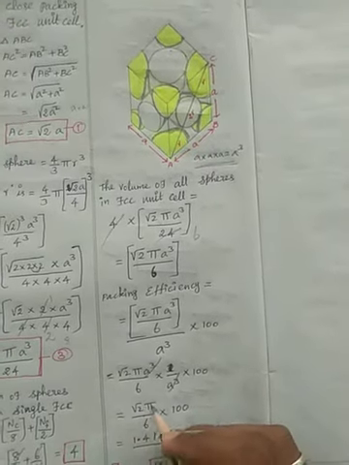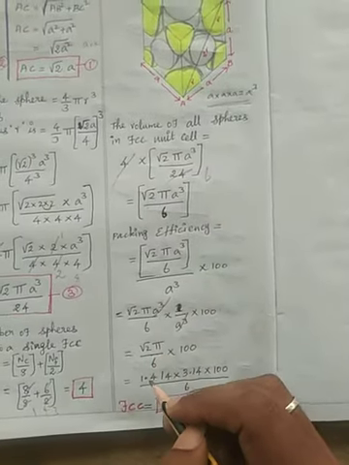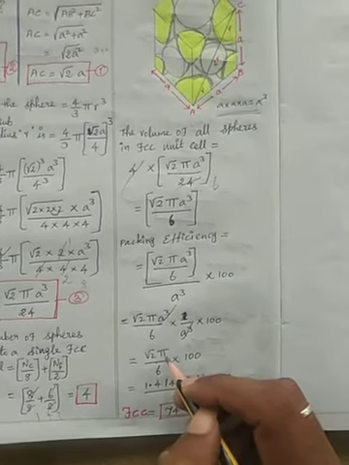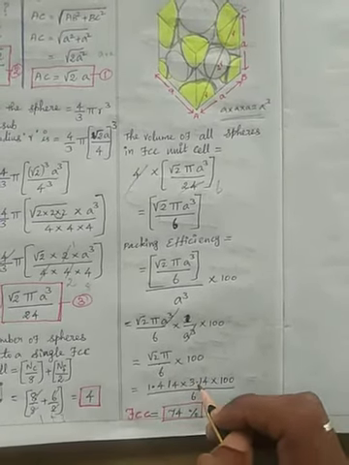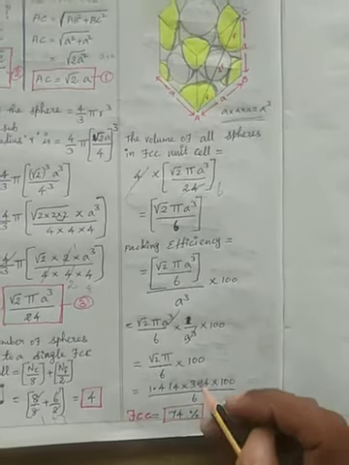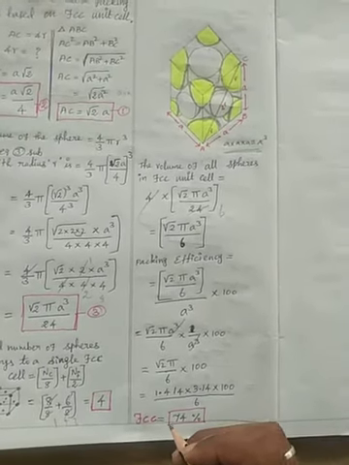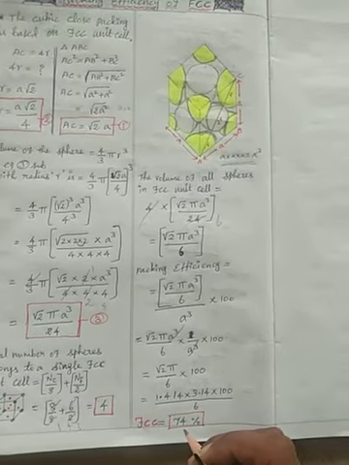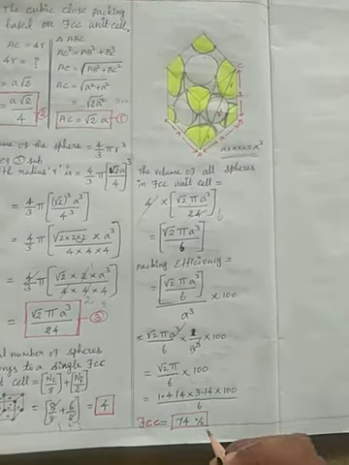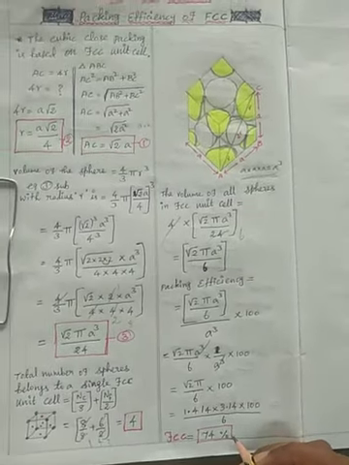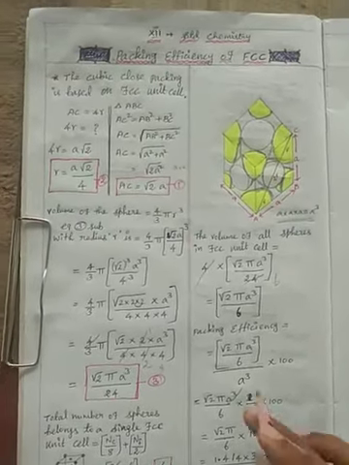So we get root 2 pi over 6 into 100. The root 2 value is 1.414 and pi is 3.14, into 100 divided by 6. The face-centered cubic packing efficiency is 74%. So let us repeat the packing efficiency procedure.